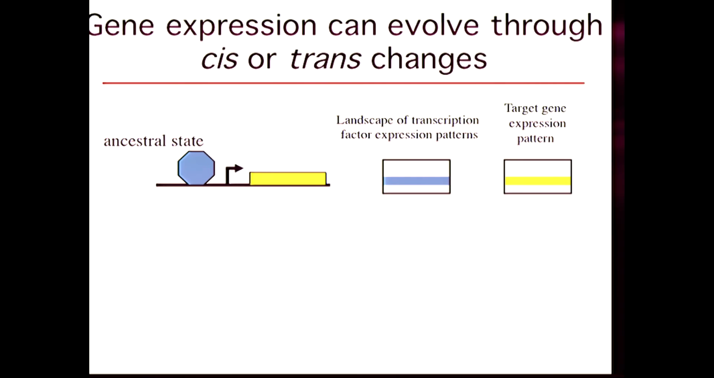So this sets up a puzzle, because if we observe that a gene has changed expression between two species, we can't say anything about how that expression change occurred. It could have occurred because the cis-regulatory sequences of the gene changed, or because the trans-acting factors that regulate that sequence changed. Okay? So I'm going to go through the schematic first, which is the logic behind the experiment that I will then show you the results from.